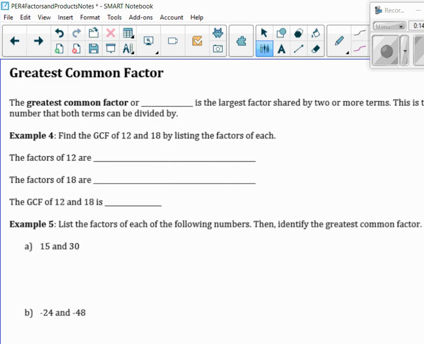So now we're going to actually use this to figure out greatest common factor. So you've been doing greatest common factor probably since grade 7. So what's the greatest common factor? Or what's the abbreviation? GCF is the largest factor shared by 2 or more of the terms. It's the largest number that both terms can be divided by.